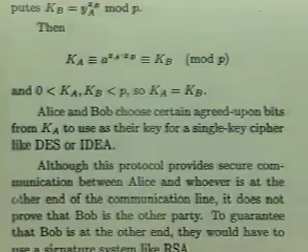Okay, so now let's say Alice and Bob are using DES, which requires 56 bits. They could say, well, we're going to use the low order 56 bits of this common key, K_A and K_B. Both of them know K_A and K_B.